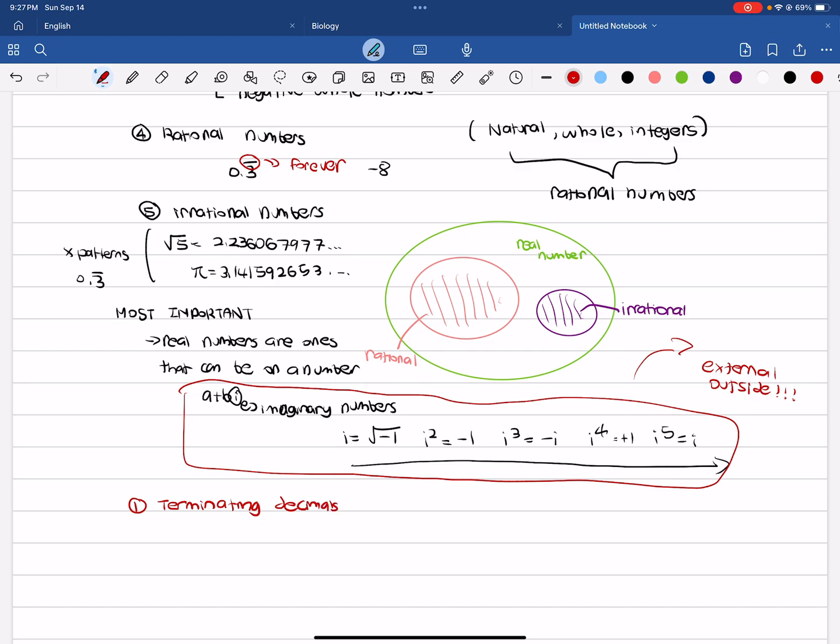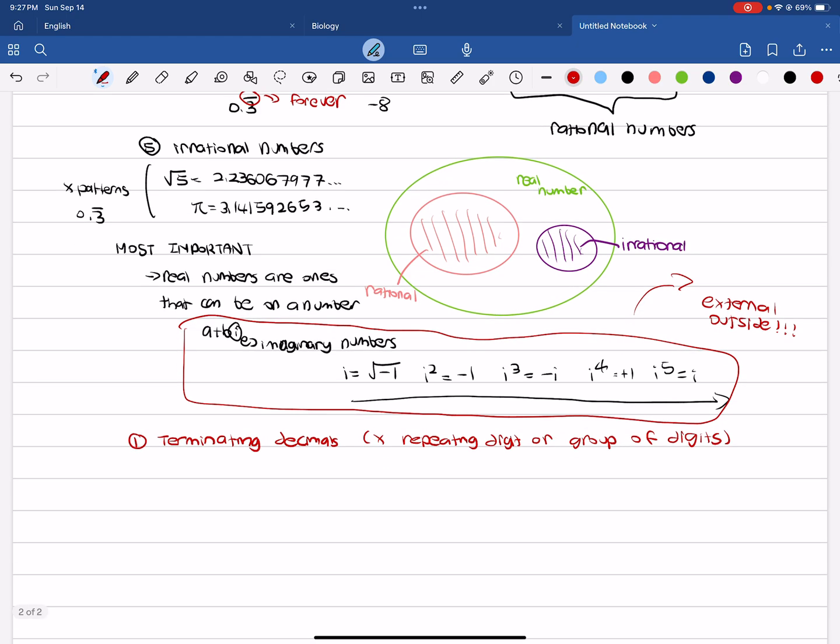These are decimals that have no repeating digit or group of digits, which means that these are rational numbers. For example, 0.47. It ends, right? It doesn't go on forever, like 0.4723561, blah, blah, blah.